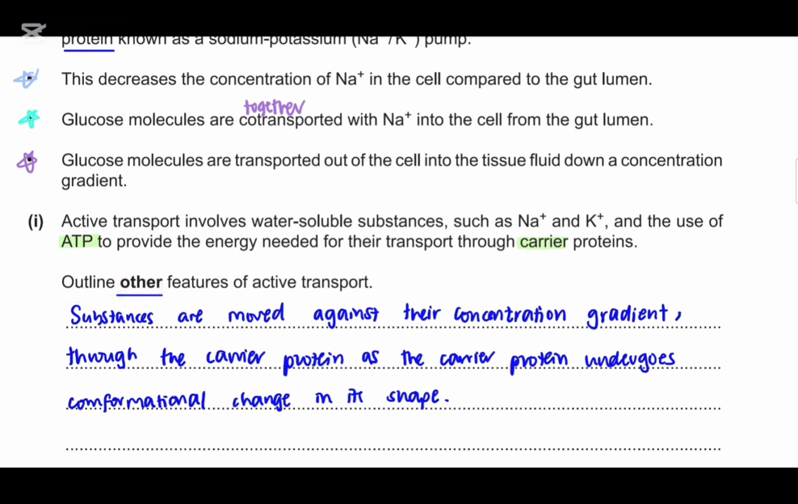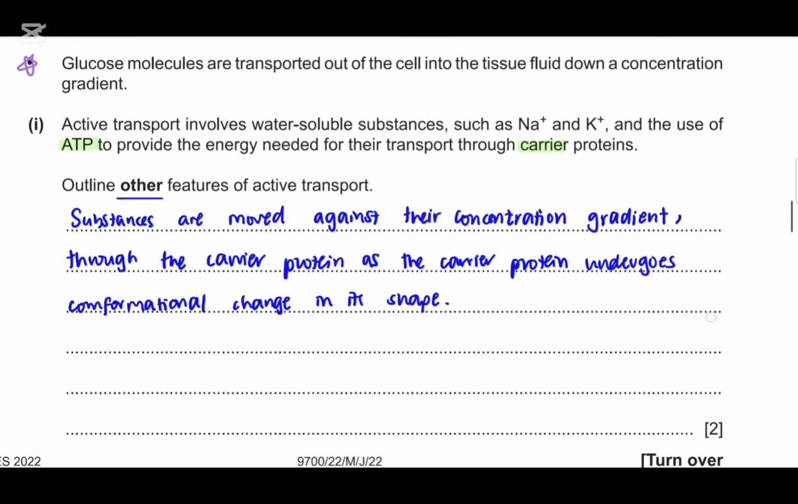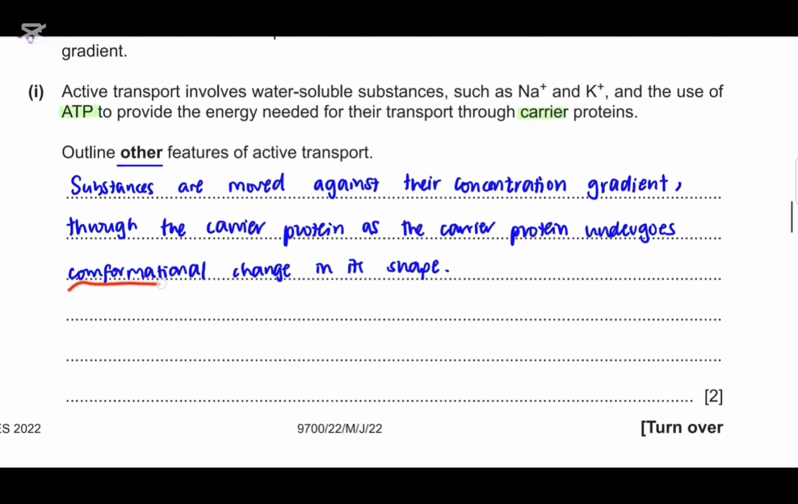So the answer is, point number 1, substances are moved against the concentration gradient. Take note, right? Second, they are moved through carrier protein. And when that happens, the carrier protein undergoes a conformational change in its shape as it transports those materials through its structure. The idea of this conformational change, for 2 points, 2 marks.